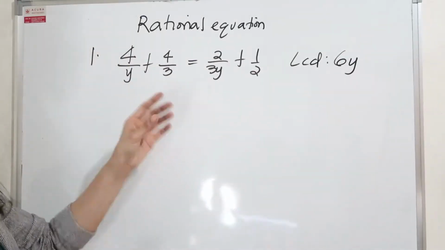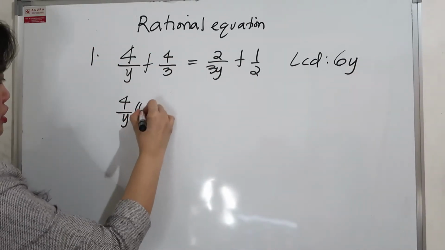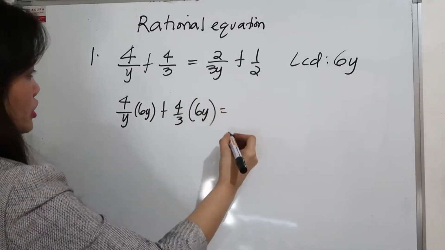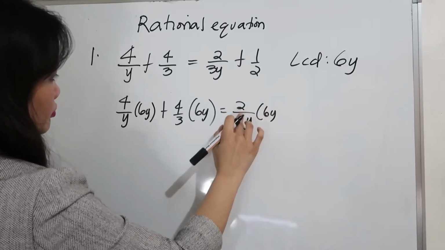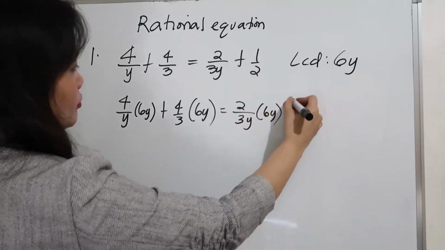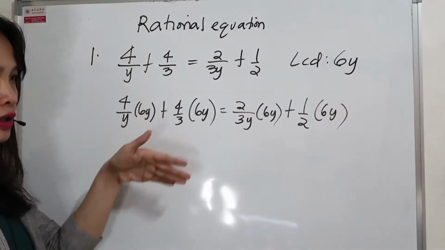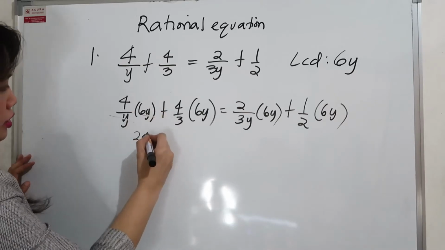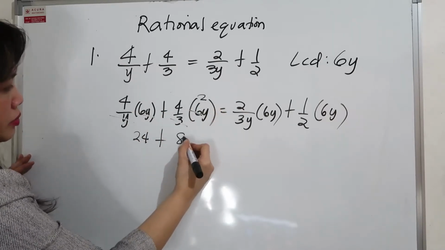So what will happen to the LCD? You need to multiply it in each term. So you have 4 over y multiplied by 6y plus 4/3 multiplied by 6y is equal to 2 over 3y multiplied by 6y plus 1/2 multiplied by 6y. Okay? And then you need to simplify it. Basically we can cancel y and y, so you have 24 plus, cancel 3 and 6, so you have 2, so you have 8y.